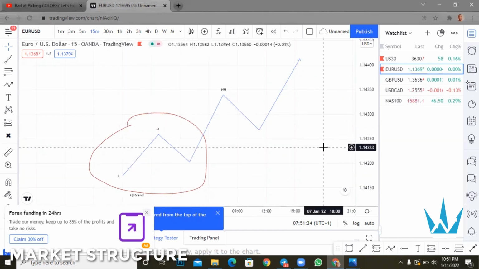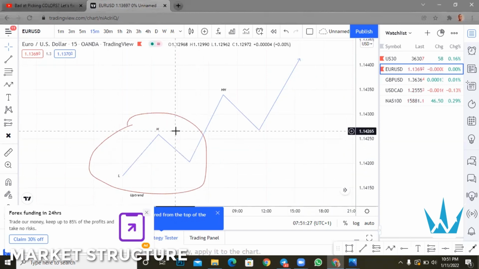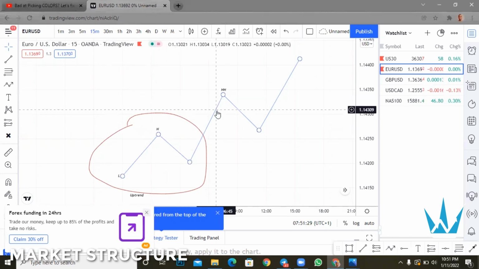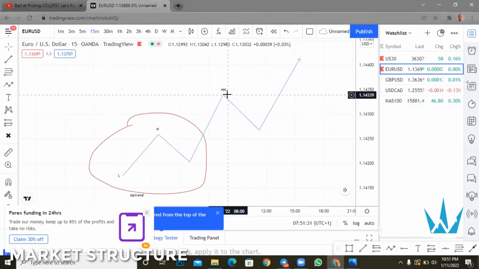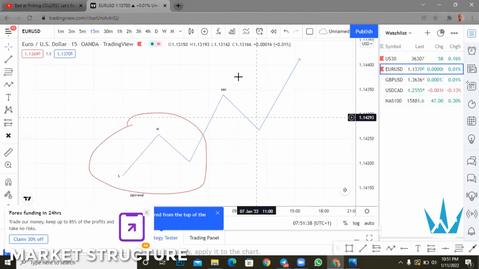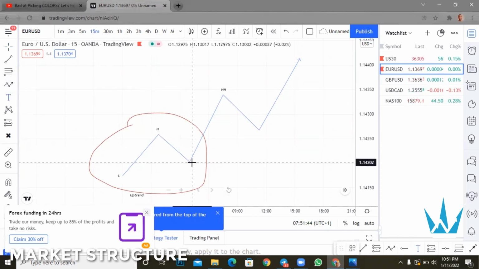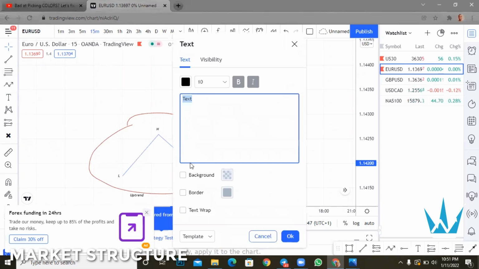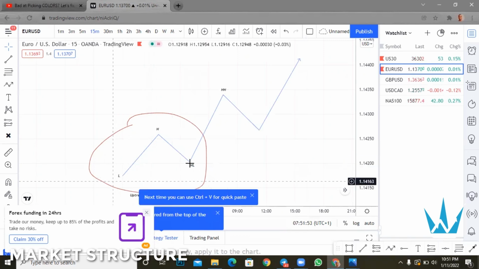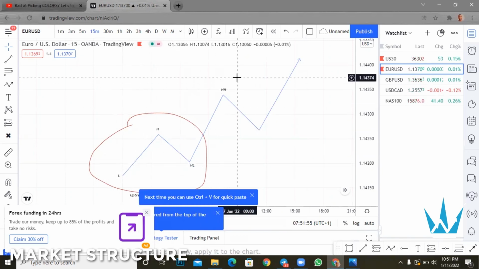So let's continue. After this high is created, if another high is created after this one, we come to the understanding that this is an uptrend, because a higher high has been created. Now, what do we tag this point? A higher low, HL. Why is it a higher low? It's higher than the previous low, so it's HL, higher low.